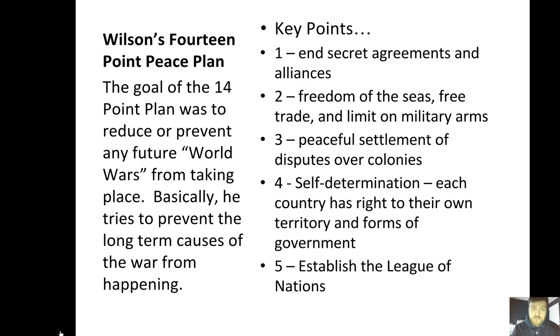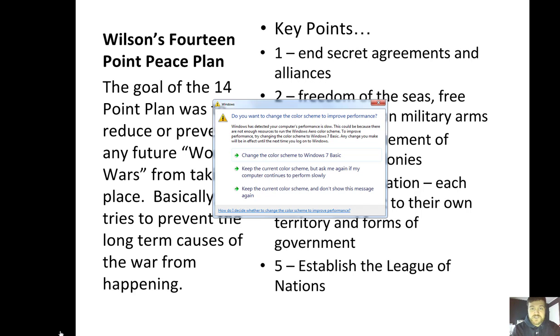The first key point of the 14-point peace plan is to end secret agreements and alliances. Remember, the alliances that formed prior to the war led to the escalation and scale of World War I. It's not just a one-on-one war anymore, it's multiple countries versus multiple countries. The second part of the 14-point peace plan: freedom of seas, freedom of trade, and a limitation on military arms. So key point number 2 is looking to end the whole militarism aspect amongst countries.